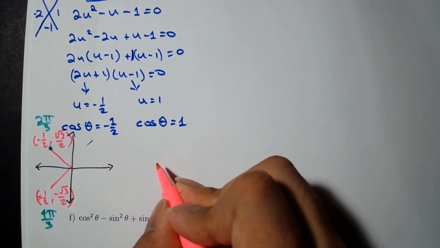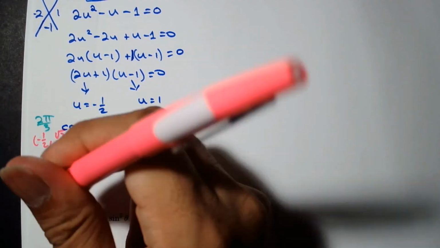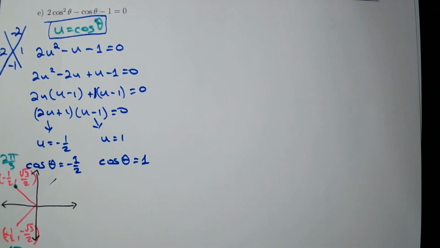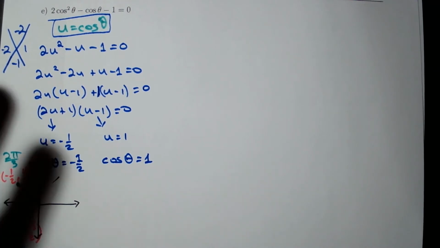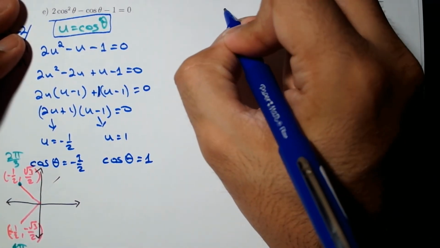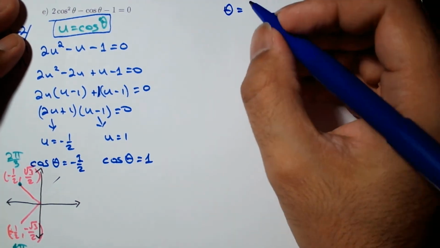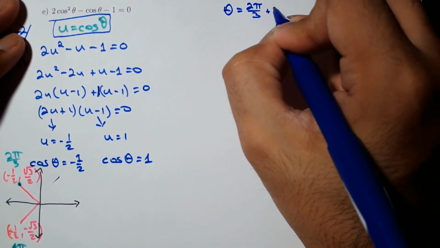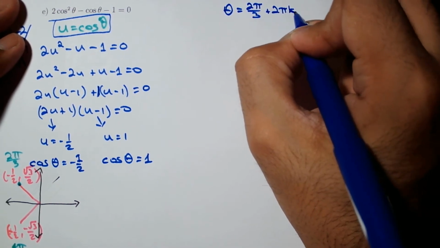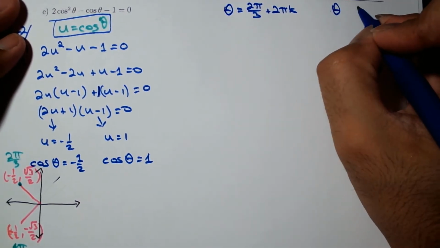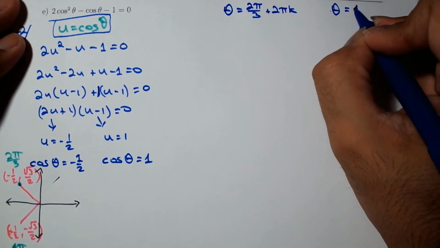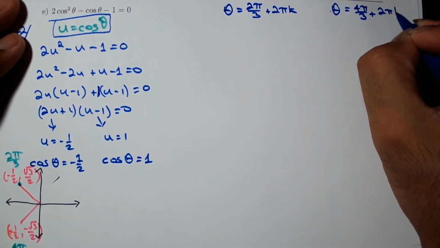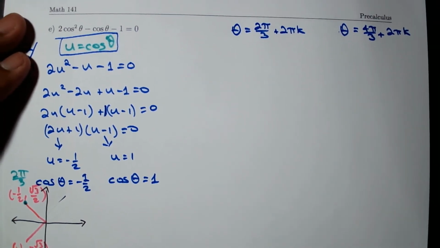I'm going to do this one at the end. Let me first worry about these two. So let me go up here. Hopefully it's visible. Okay, let me just write theta equals 2 pi over 3 plus 2 pi k. Theta equals 4 pi over 3 plus 2 pi k. Alright, so those are the two solutions.